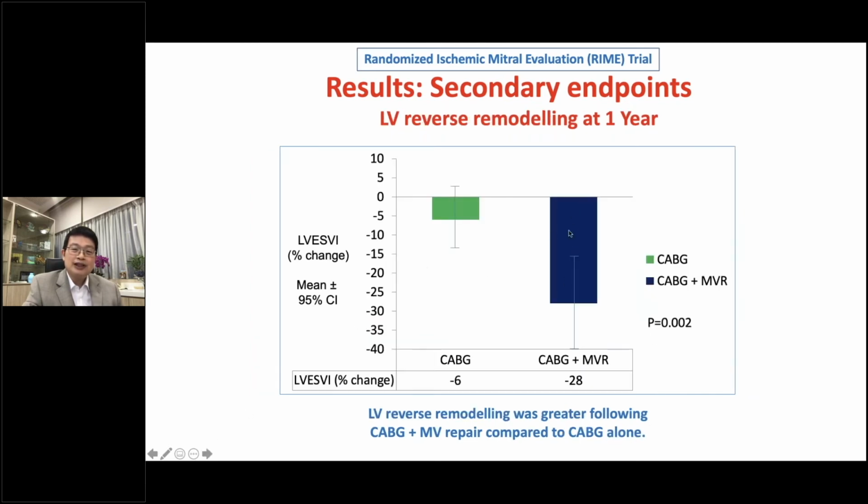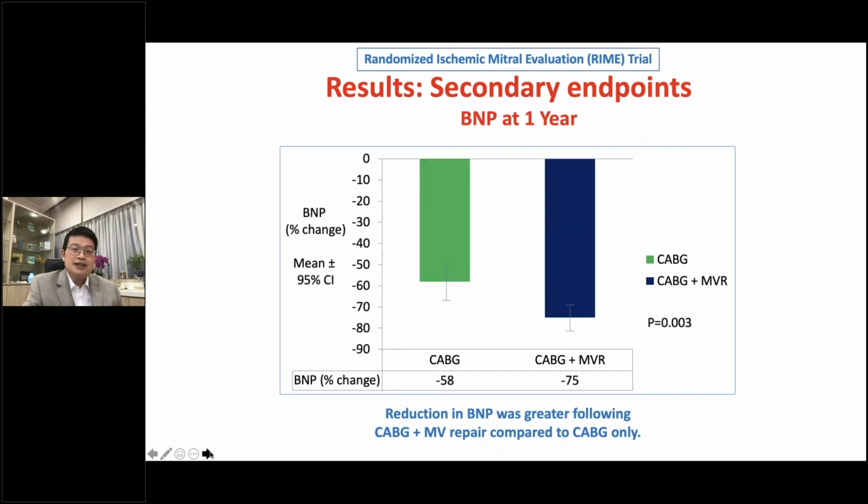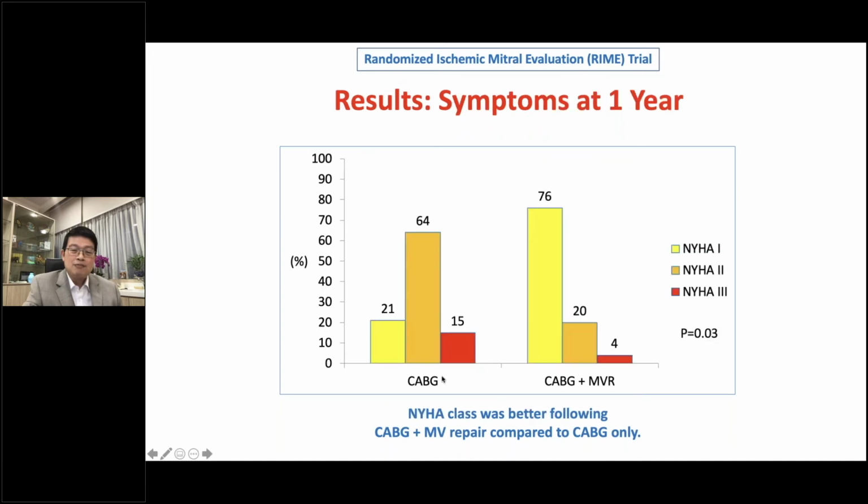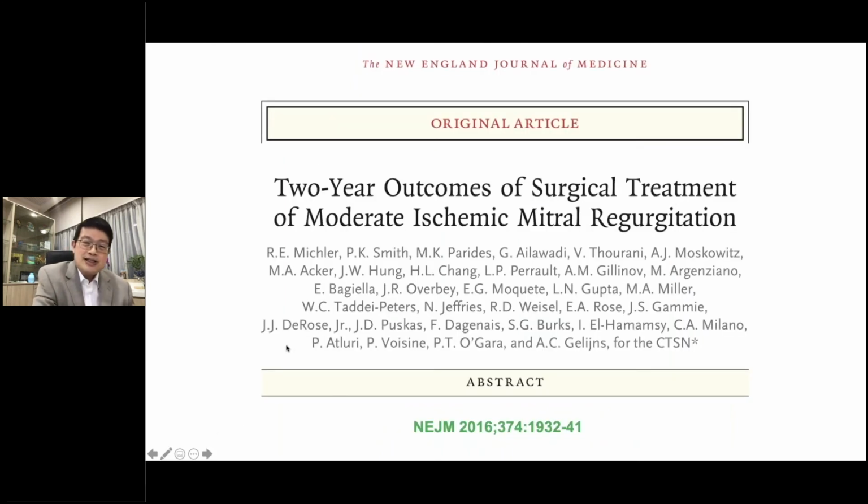And there was also greater reduction in LV volumes as measured by cardiac MRI in those who had the valve repair compared to those who just had CABG, and a greater reduction in NT-proBNP levels in those who had the valve repair compared to those who had CABG. And importantly, the patients who had the valve repair felt better. Most of them were in NYHA class 1 compared to those who had CABG, who remained in NYHA class 2 at 12 months.